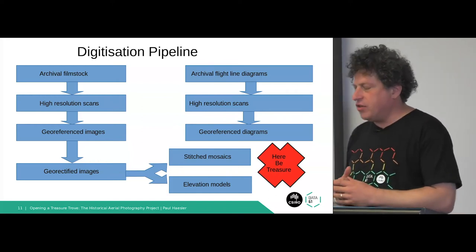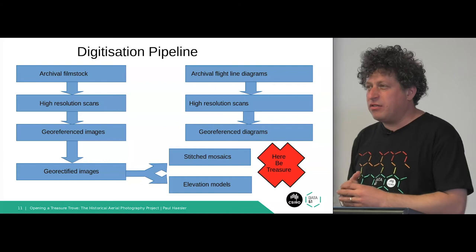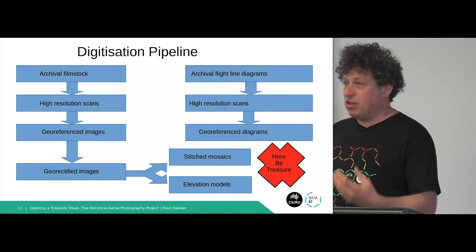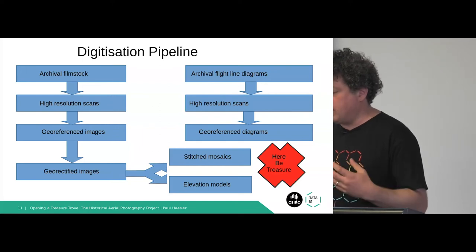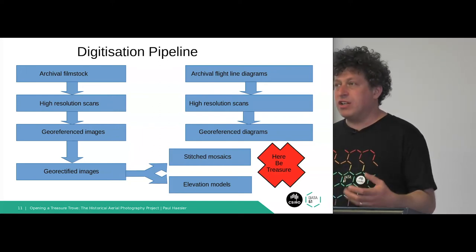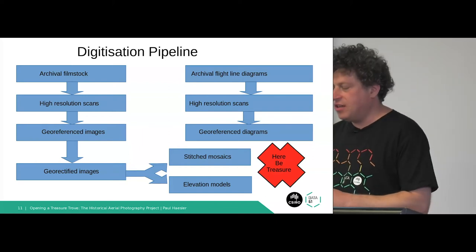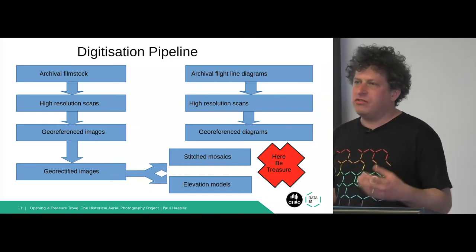The team had some funding a few years back, and about 20% of the archive is scanned, about 200,000 images. There's obviously a lot more to go, and one of the main reasons for this project is to raise awareness of the archive and try to raise the money to complete the scanning, because it is getting urgent. Film doesn't last forever.